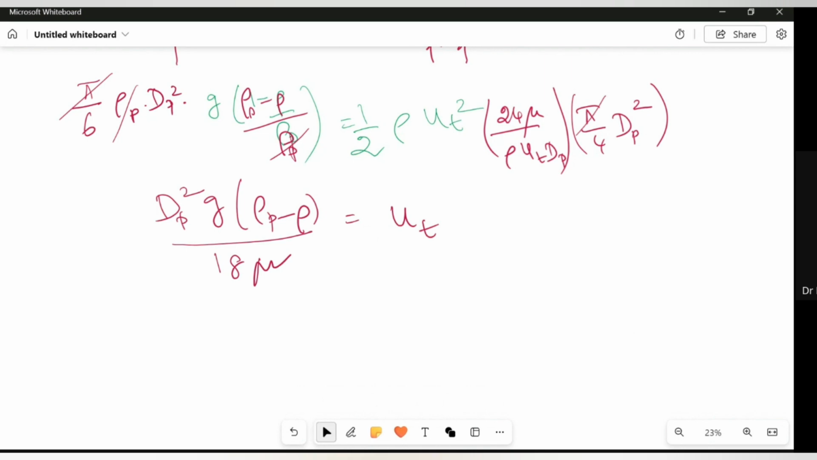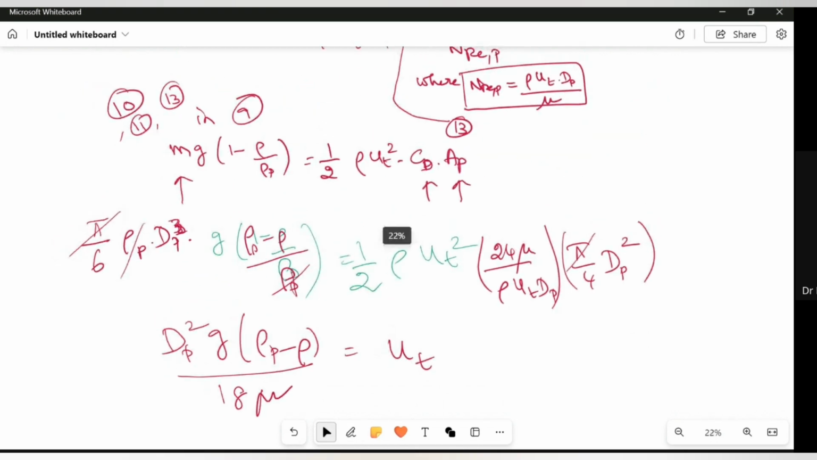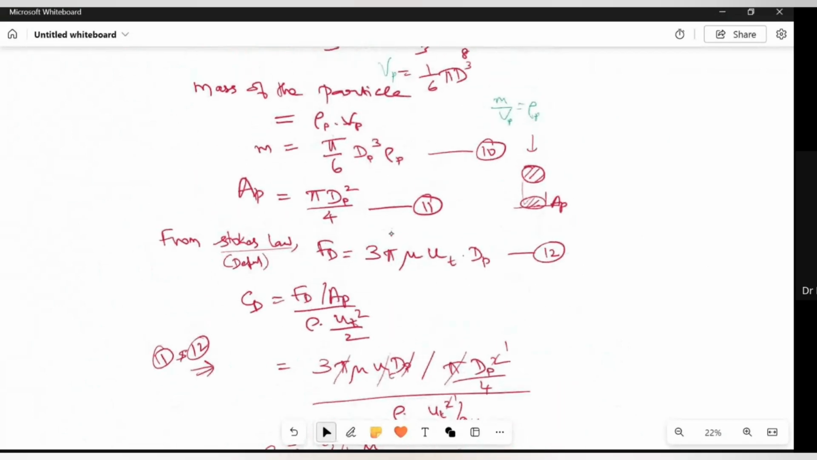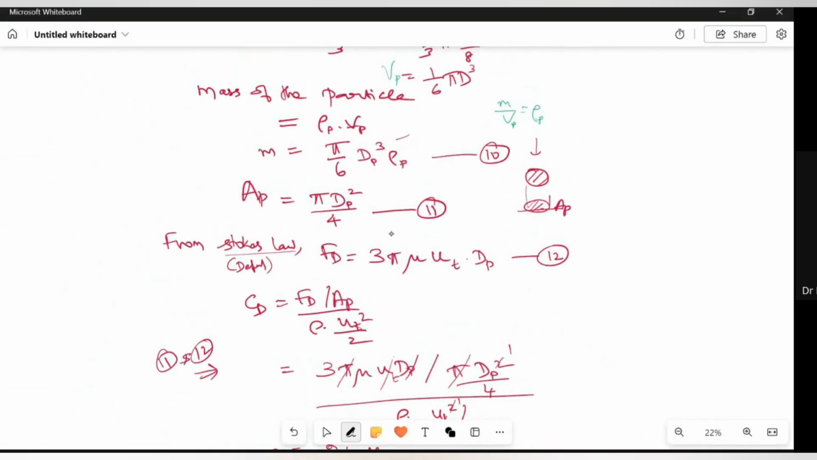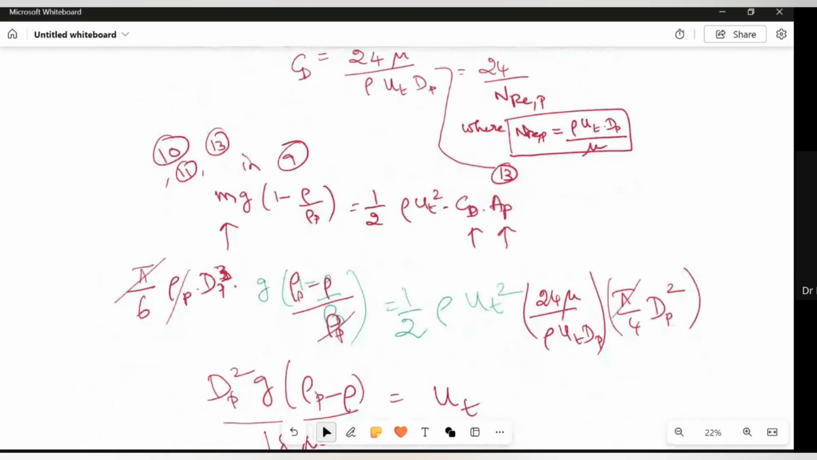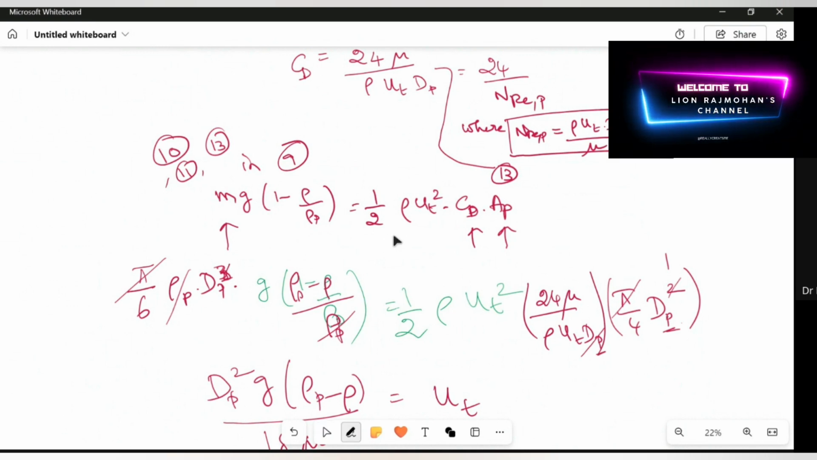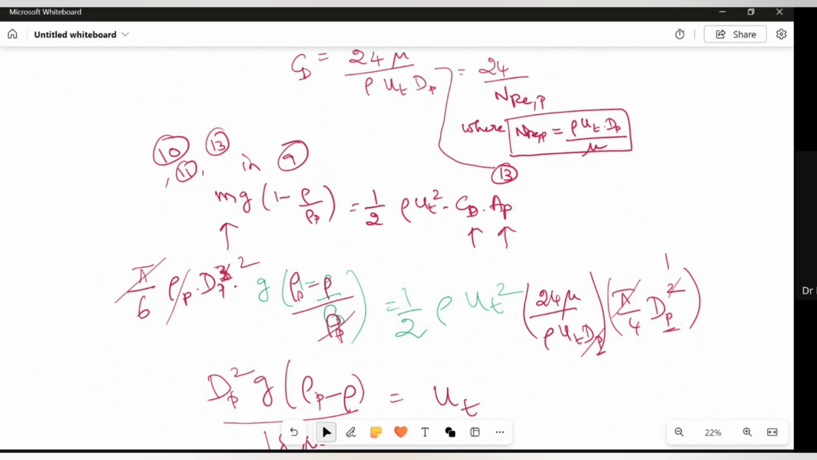Dp square is there on the left hand side, and on the right hand side also dp square is there, dp cube actually. From equation 10, what we have is dp cube, that correction please note. So the dp cube is there. You are going to have dp, the denominator dp and numerator dp will get cancelled. One more dp will get cancelled here. So we have dp square finally. Dp square will come, this g term will come, rho p minus rho will be coming. So remaining is ut square.